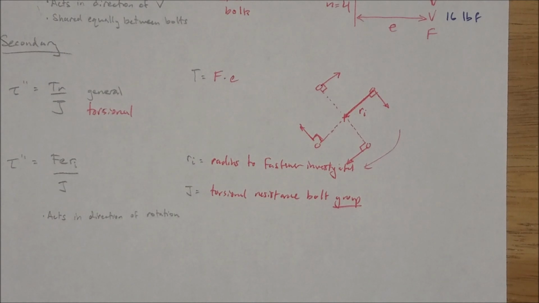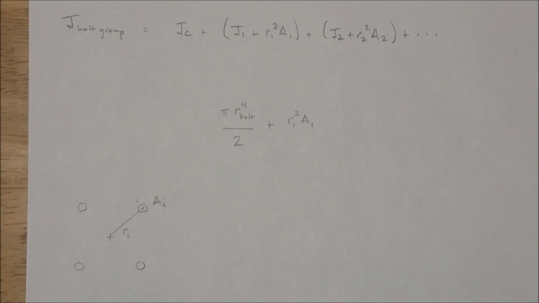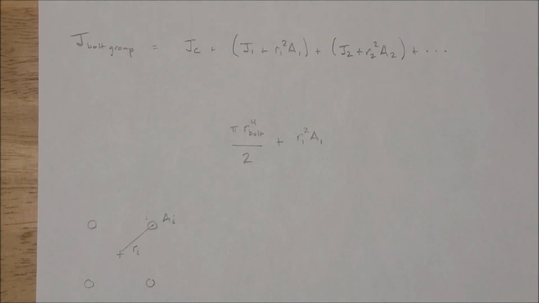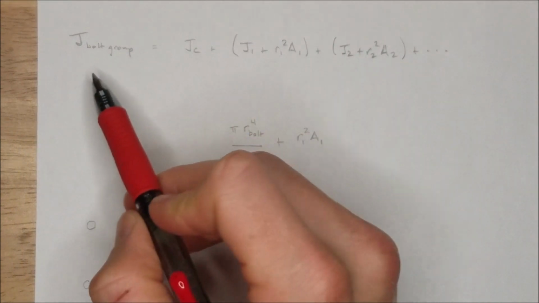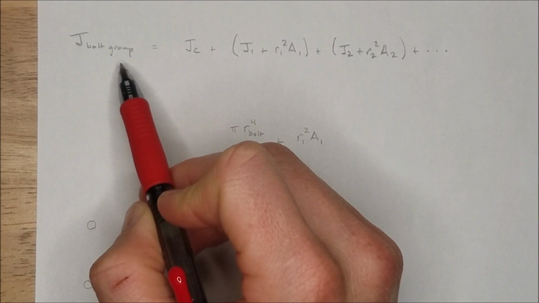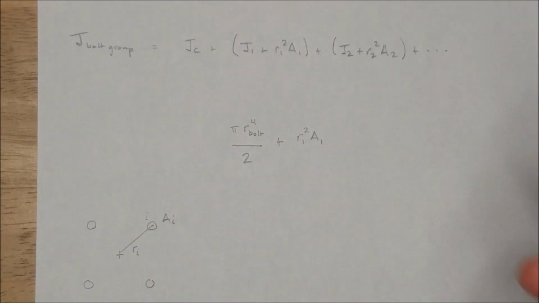Okay, let's investigate the polar moment of inertia, because it's a lot more complicated. So our polar moment of inertia is the torsional resistance of the bolt group, and it's made up of several terms.